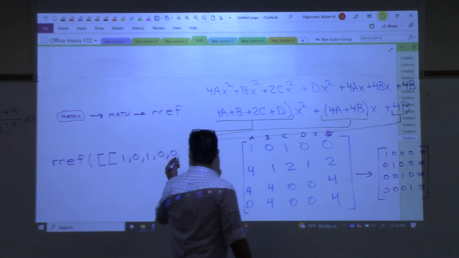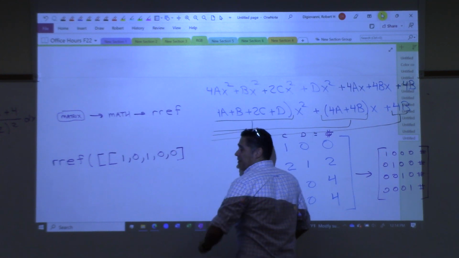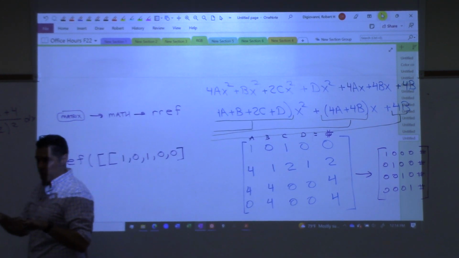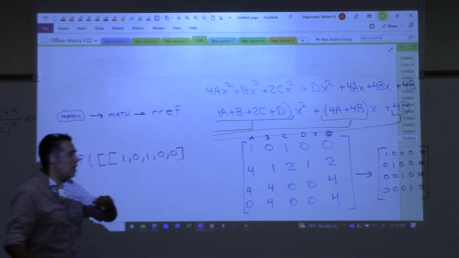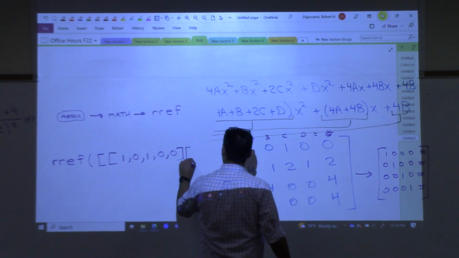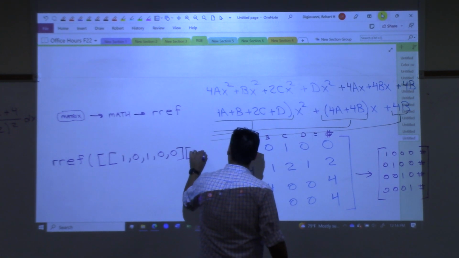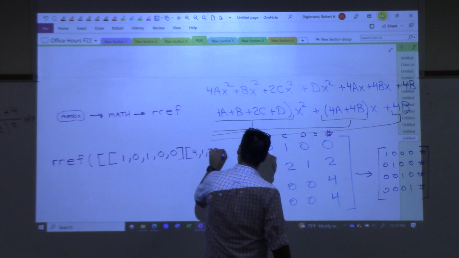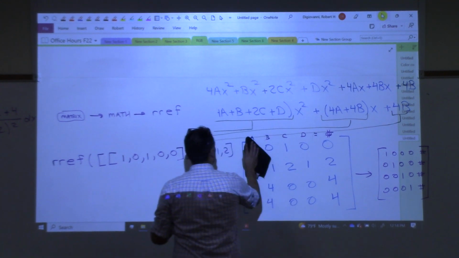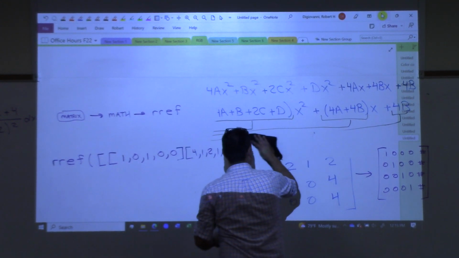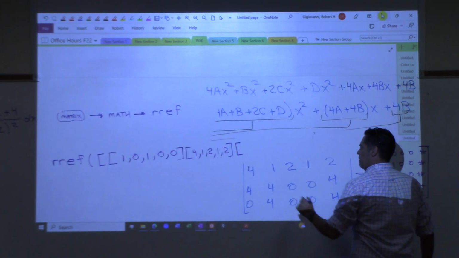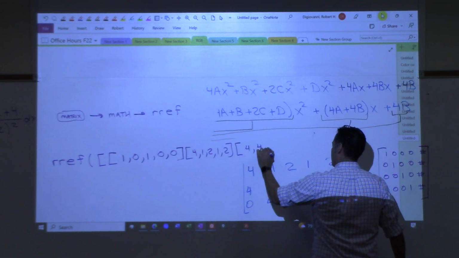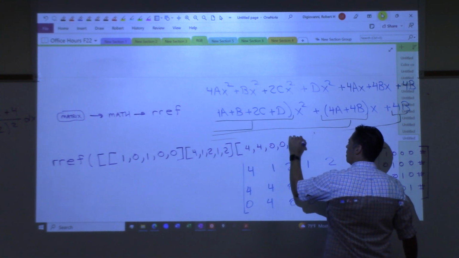Now I close the bracket. That tells the computer, okay, I'm done with the first row. Now, no commas. Open bracket again, starts the second row. And you get 4, 1, 2, 1, 2 with commas between them. Are you getting the idea here? Close the bracket, open the next third row. 4, 4, 0, 0, 4. Close bracket.